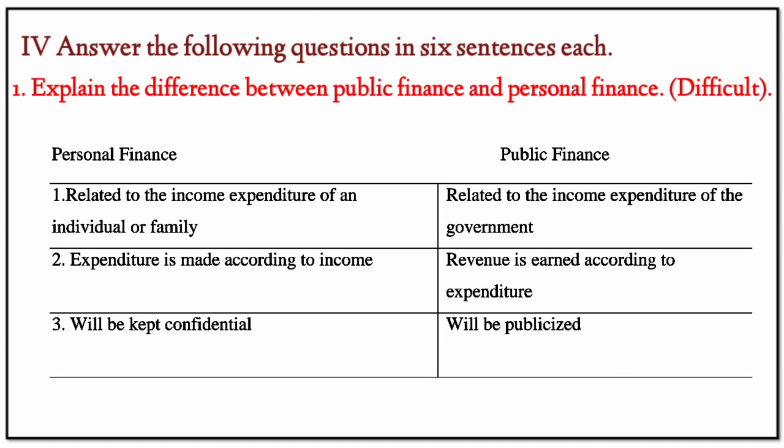Next, question number 4. Answer the following questions in 6 sentences each. Explain the differences between public finance and personal finance. Answer. Personal finance is related to the income and expenditure of an individual or family. Public finance is related to the income and expenditure of the government. Second, in personal finance, expenditure is made according to the income. In public finance, revenue is earned according to the expenditure. Next, personal finance is kept confidential and public finance is publicized.